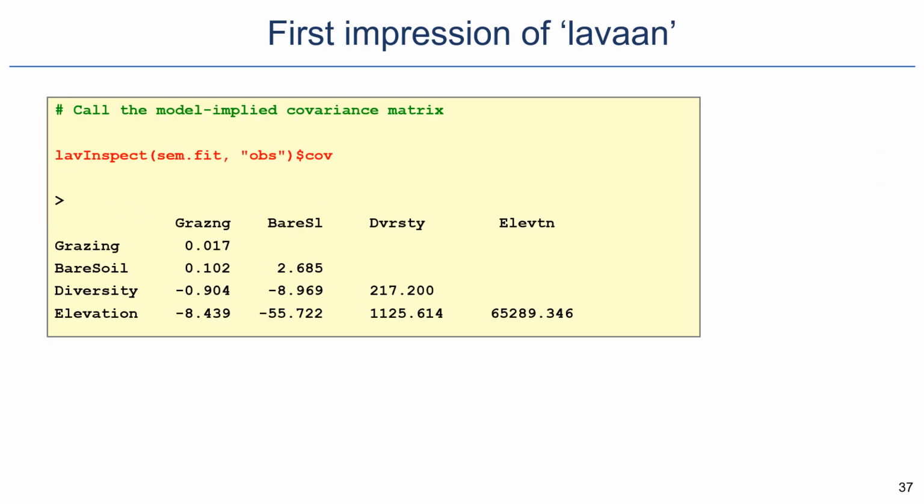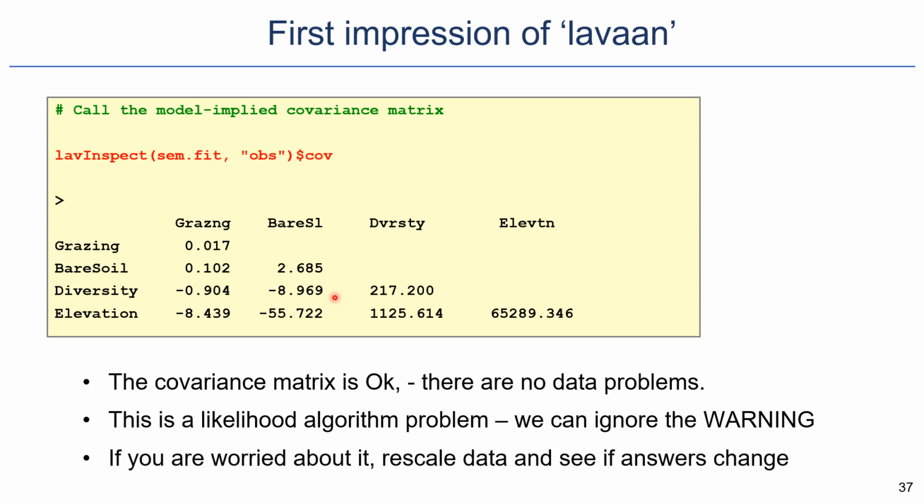For this, we can inspect the covariance matrix of our model. We use the function lavInspect for our fitted model, and we use the argument cov because we want to see the raw scales of the data. And we see here that our variables do differ in their scales. But there are no missing data, so there is no problem with the data itself. But if you are worried, we still can rescale data to the same scale.